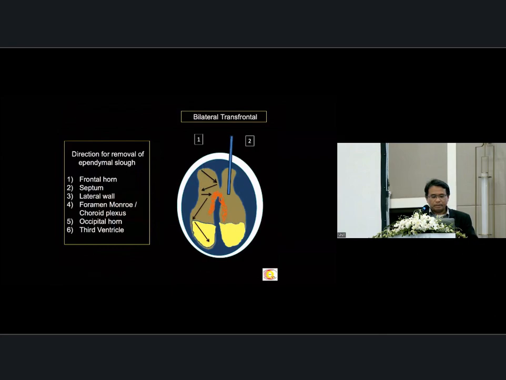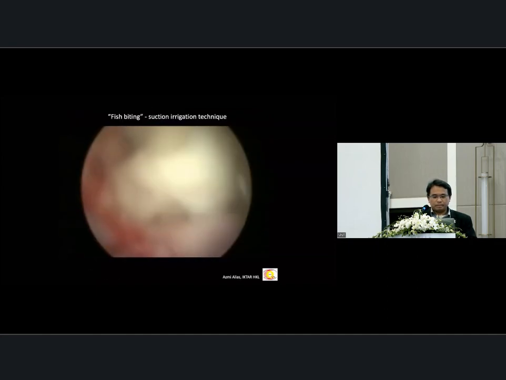So we have an algorithm. First, we clear the frontal horn. Then we go to the septum, because the septum is the least critical structure; in case you injure it, you are less likely to have a problem. Then we go to the lateral wall, which involves the thalamus. Then we go towards the foramen of Monroe, clear the choroid plexus, and go down to the occipital horn. Once you have cleared one side of the ventricle, only then do we go to the third ventricle. Then we fill up with Hartmann solution again, open the opposite side, and repeat the same maneuver.